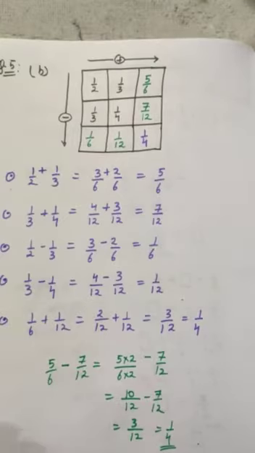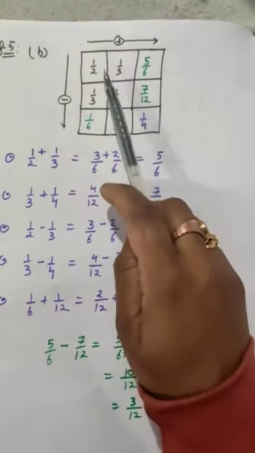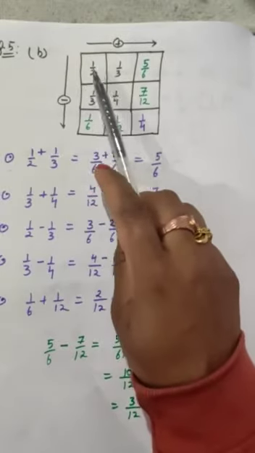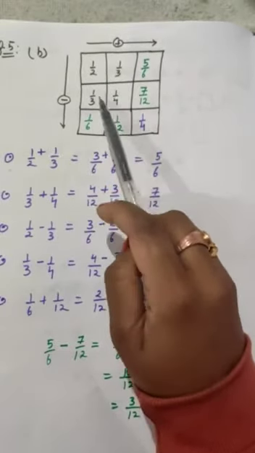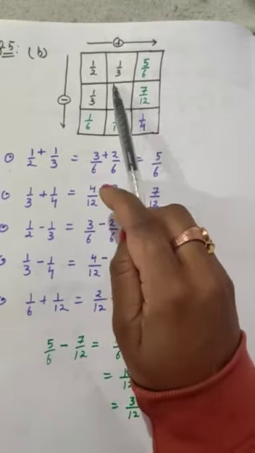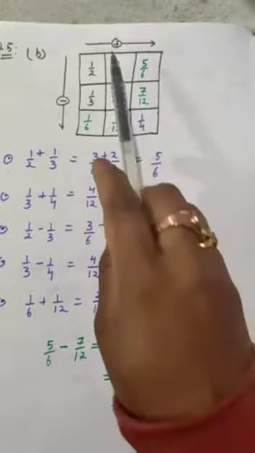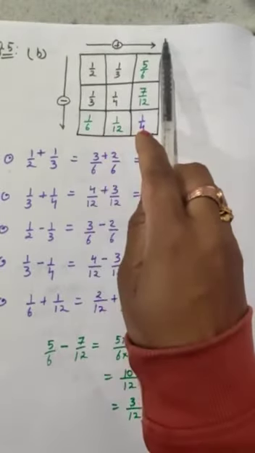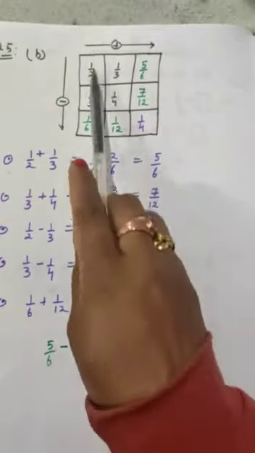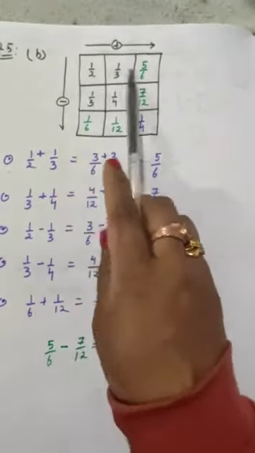Now you can see the fifth question is very interesting, where you are given a box. In the box I have written the values with black pen. These are the values: 1 by 2, 1 by 3, 1 by 3 and 1 by 4. Only these 4 values were given to you, and you have to fill the box. This is the addition and subtraction box. Downwards, that means vertically, you have to do subtraction, and horizontally you have to do addition.